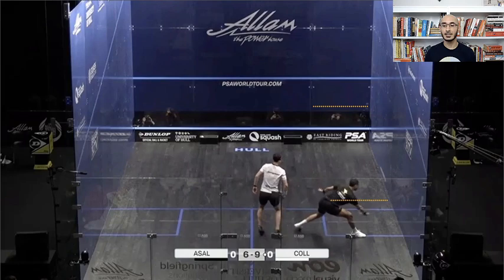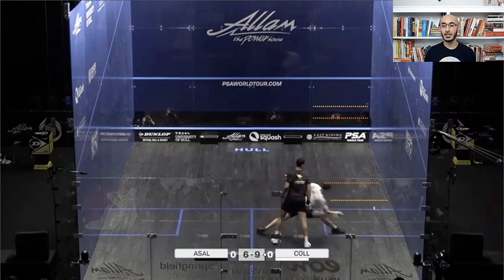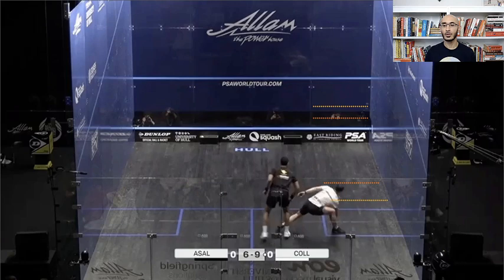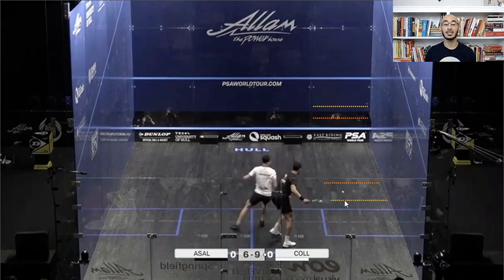Coll didn't hit the ball from too far back in the court, so he's still pretty comfortable on the tee. Now we're going to see Asal hits the ball even lower, and it bounces even shorter. And in this case, Coll could theoretically hit a quick 2-wall boast if he was in position, and Asal is stuck behind him. So here's an opportunity where an opponent could take advantage of a shorter ball.